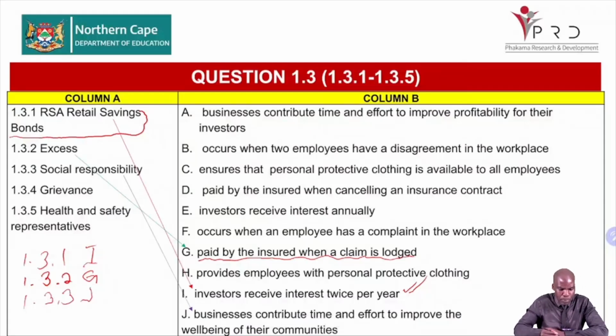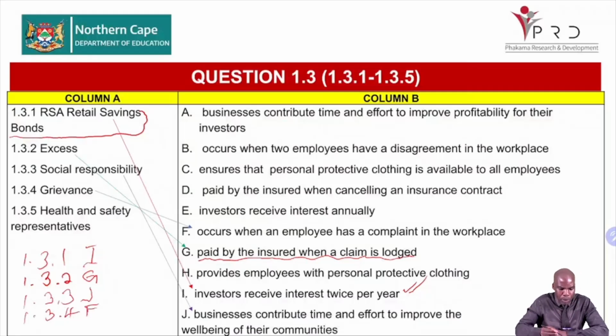Then we move on to 1.3.4. Grievance. What's a grievance? A grievance occurs when an employee has a complaint in the workplace. If you are an employee of a company and you happen to have a complaint, you can lodge what we call a grievance, right? So for your 1.3.4, you would then pick the F as your answer.